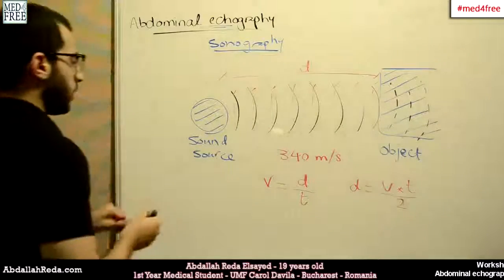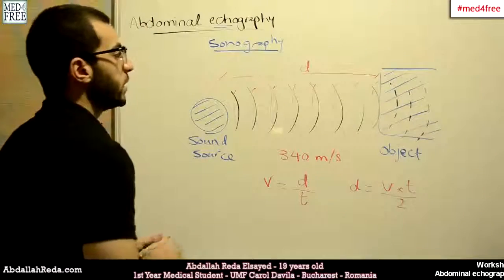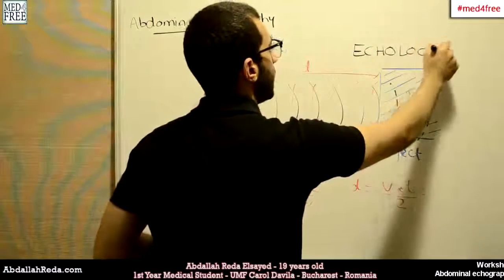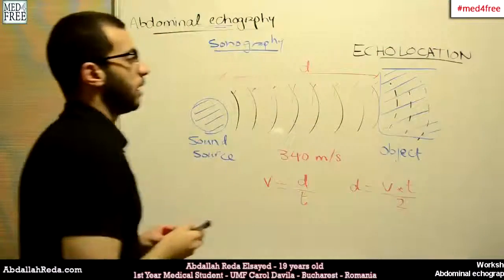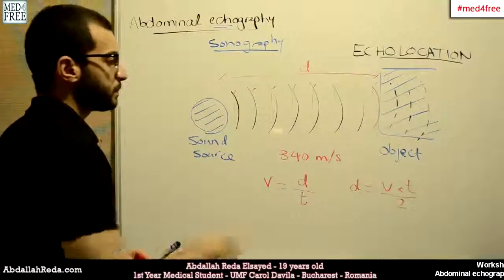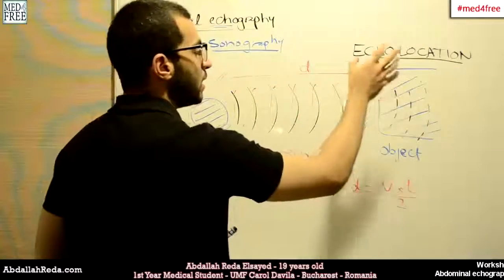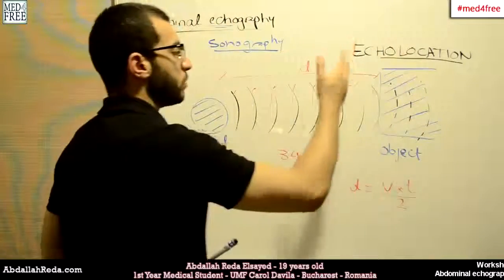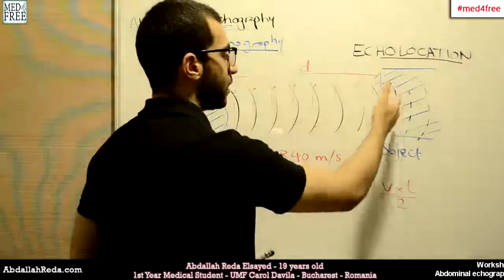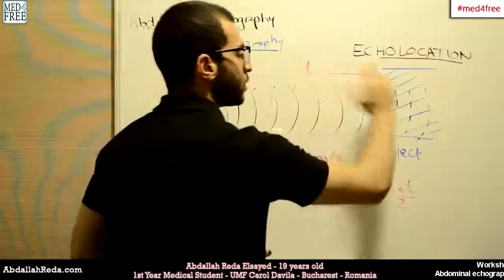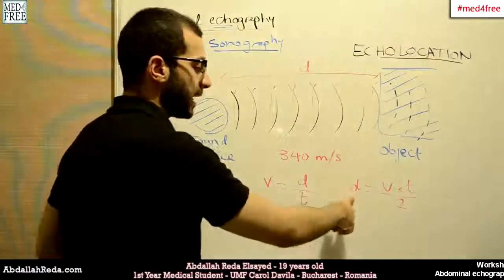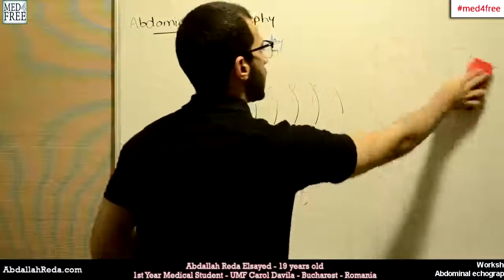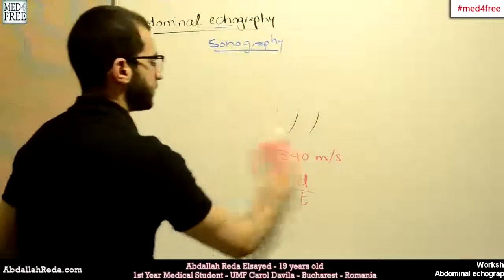This is called echolocation. And this is the basis of echography or sonography. The same technique can be used to assess the width or the depth of an object. We will measure the velocity of sound through this object, and going and coming back, we can calculate the distance very easily. So this is how echography or sonography works.